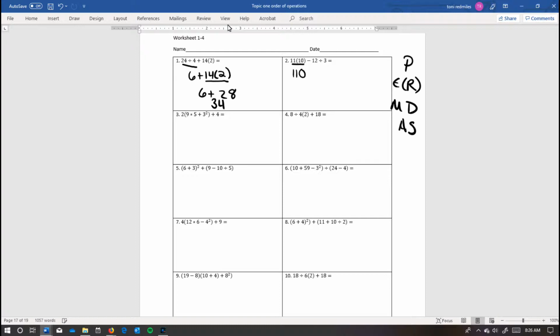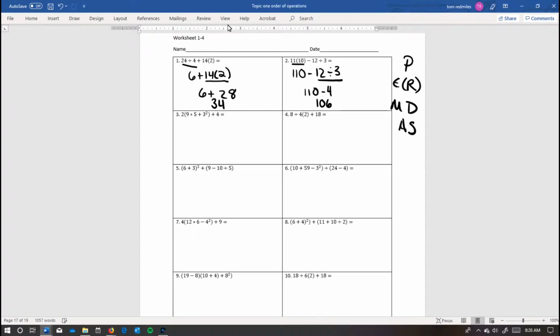All right, again, no parentheses, no exponents, going to go straight to the multiplication, which is going to be 110. Still got to work out all the multiplication and division before I can go on to adding and subtracting. So I have to ask myself, how many times can 3 go into 12, which is 4? And I'm left with this subtraction, which is going to give me 106.